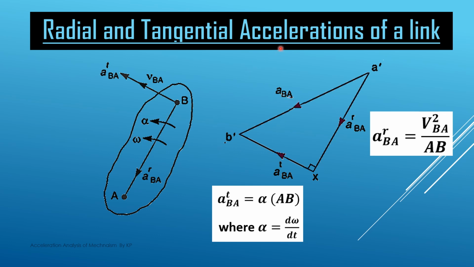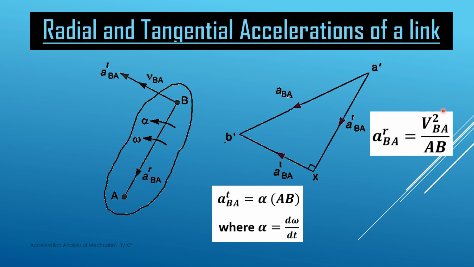Here you see that in the velocity polygon we used small alphabets, and here we are using the dash symbols of the small alphabets, A dash, B dash, to represent the acceleration of the 2 points. Now this radial component of acceleration, as we have already discussed, is the centripetal acceleration, and this is nothing but V square, VBA squared, divided by AB, meaning the square of the velocity of point B with respect to point A divided by AB. We know that the centripetal acceleration is nothing but V square by R basically.